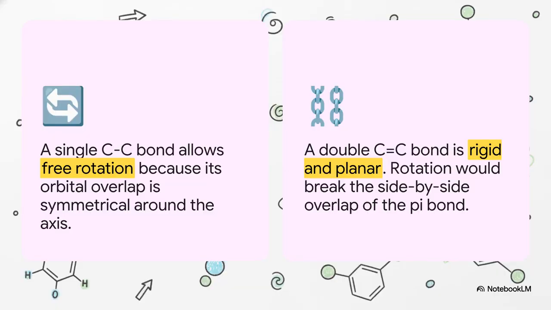Our first big clue that something is up is how these bonds behave. A single carbon-carbon bond acts like a simple axle. The atoms on either end can spin around freely, no problem. But a double bond? No way. It's completely rigid. It's like taking two wooden planks and gluing them flat against each other. You can't twist that without breaking the whole thing. So the big question is, why?